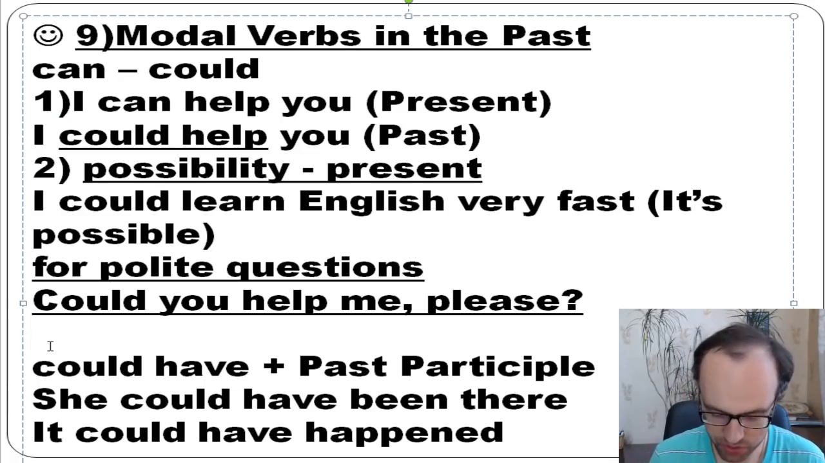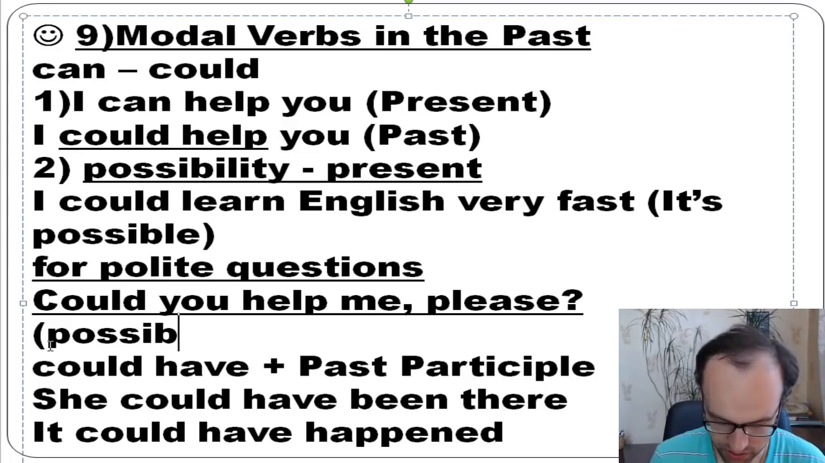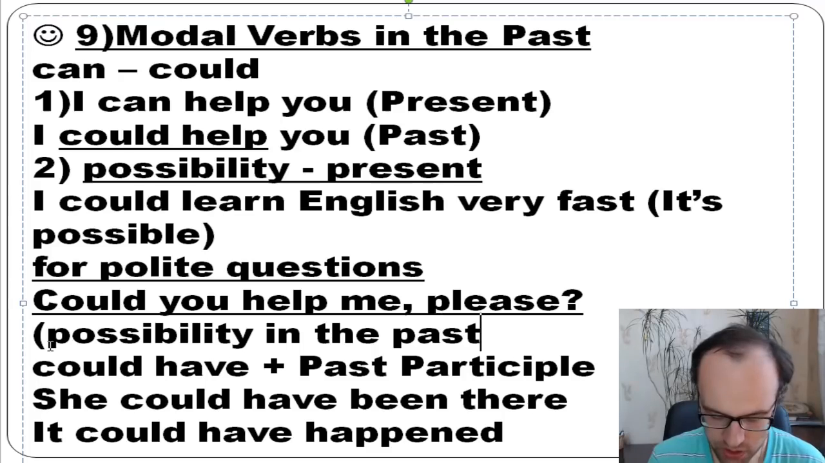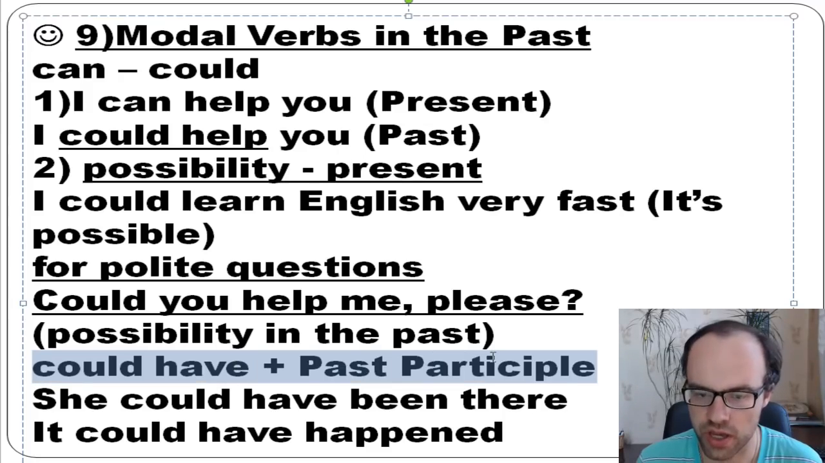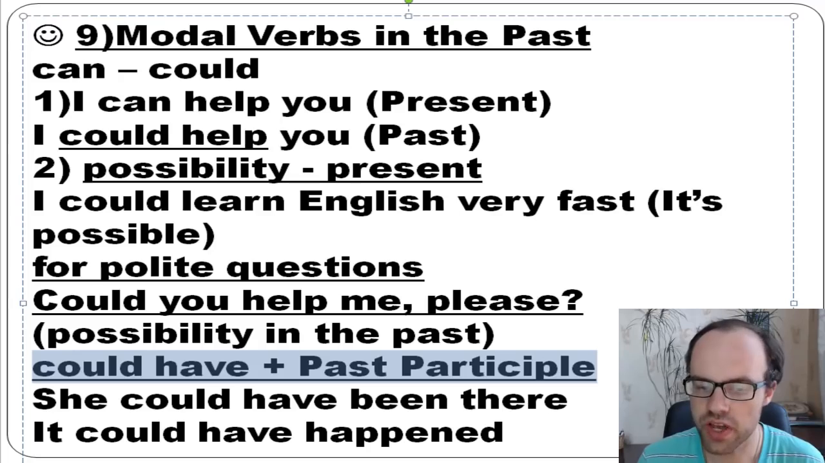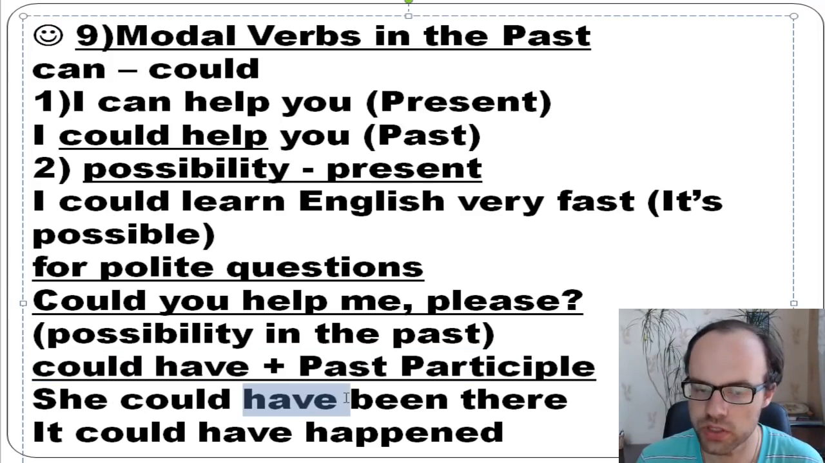If it's about possibility in the past, we need to use this structure, yeah? Possibility in the past: could have plus past participle. Look, she could have been there. It doesn't matter if it's he, she, we, we use could have. Always could have, not has. Could have been. She could have been there.